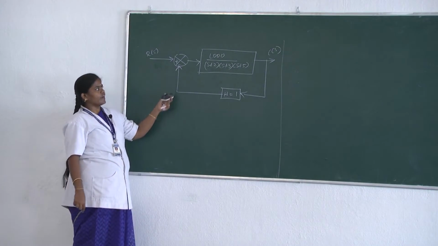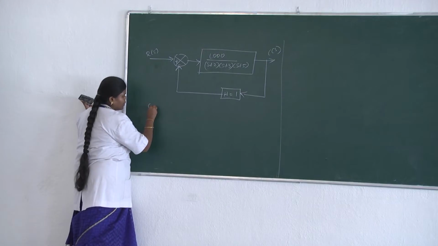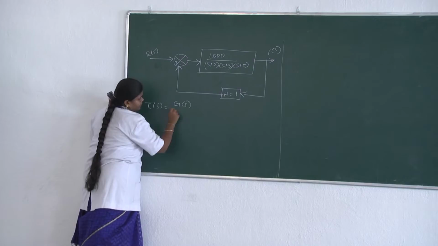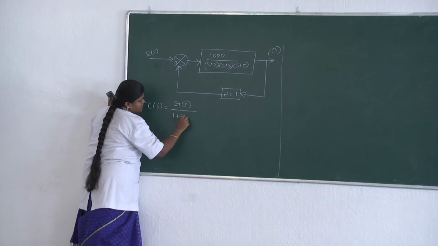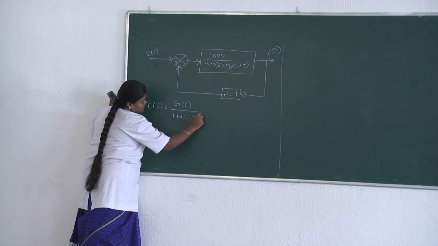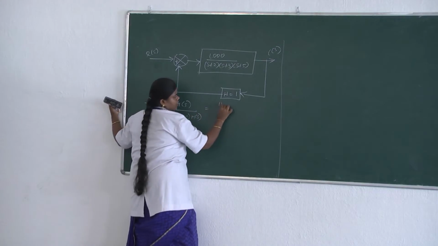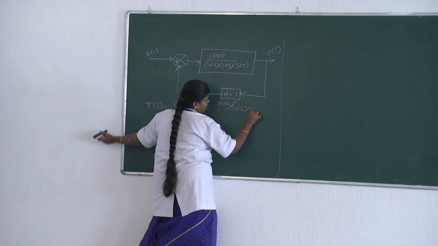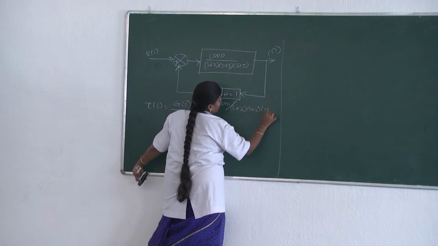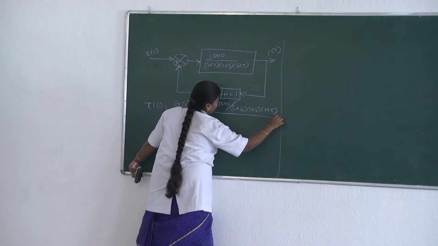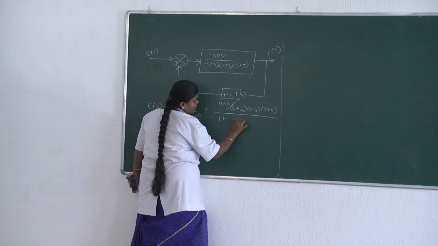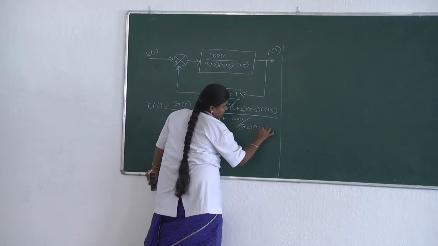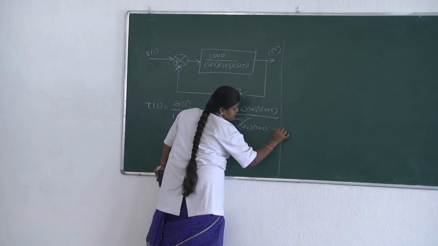So in order to find the transfer function, what is our formula? Our formula is given by T(S) = G(S) / (1 + G(S)H(S)), which is equal to 1000 / ((S+2)(S+3)(S+5)) divided by 1 + 1000 / ((S+2)(S+3)(S+5)).